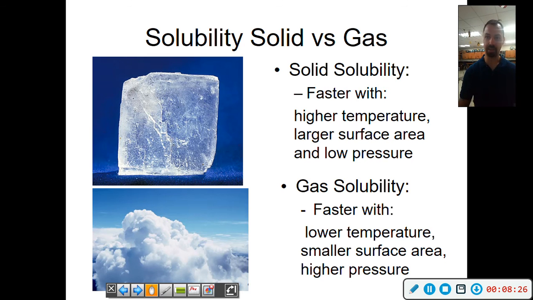Gases, on the other hand, gases are freely moving. They're all over the place. So you have to do the exact opposite to dissolve a gas. So you want lower temperatures. You want a smaller surface area. You want the particles closer together. And then lastly, you want to apply pressure on the object. So you want a higher pressure to dissolve it. So dissolving solids and gases are exactly opposite. So just know that difference, and that's pretty much it.